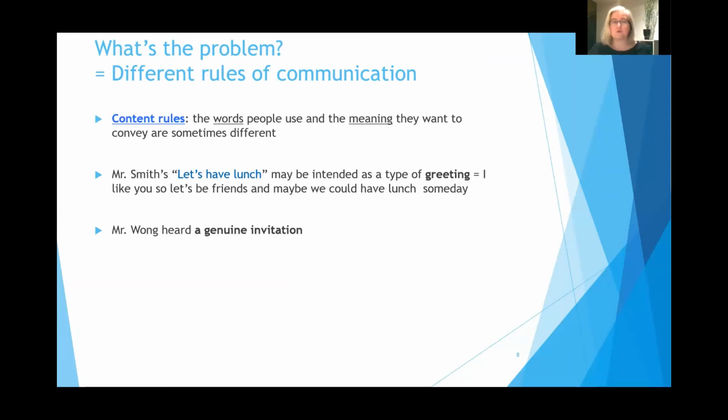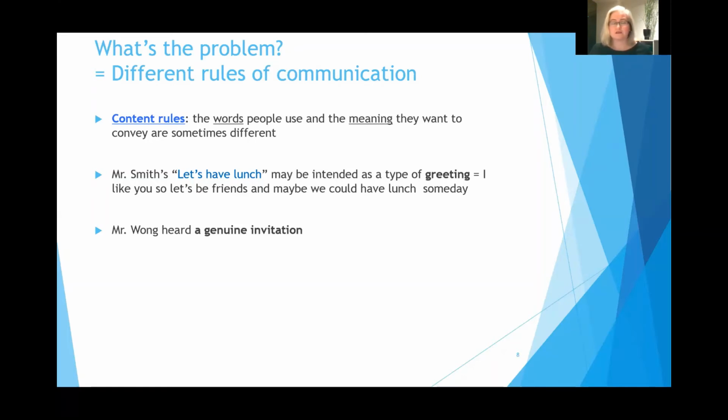So now we have to think about, well, why is there a misunderstanding? Why did Mr. Wong interpret that conversation differently from Mr. Smith? And I think one way that sociolinguists will look at this is from the perspective of what we call the ethnography of communication, which basically means that different people from different backgrounds have different rules that they follow when they communicate. And by this I don't mean grammatical rules or rules about the use of vocabulary, but I mean the different way that they organize language when they communicate with one another.